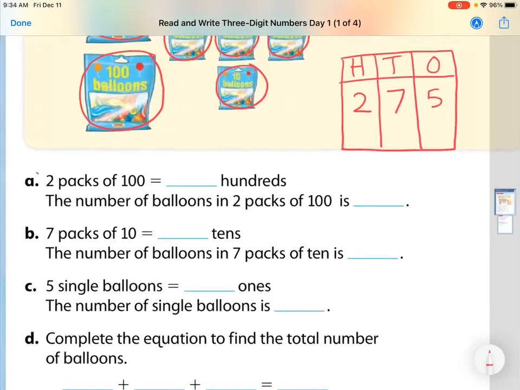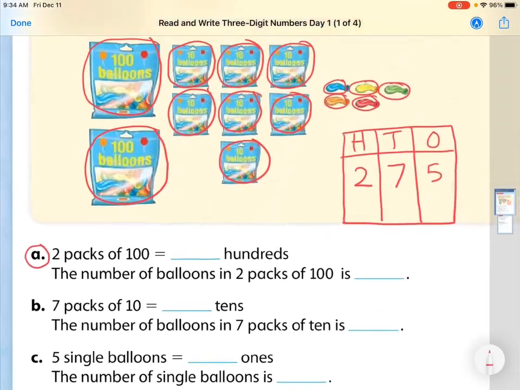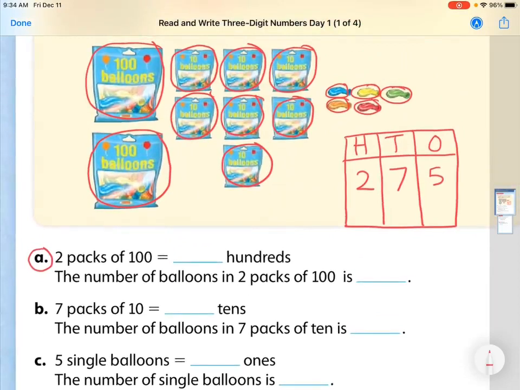So let's answer question A. It says 2 packs of 100 equals how many hundreds? The number of balloons in 2 packs of 100 is blank. Okay, so I'm going to help you with this first one. It wants us to know how many hundreds we have. 2 packs of 100. How many hundreds? Let's take a look here. How many hundreds do we have? I can count them right here. I've got 100, 2. So I've got 2 hundreds.